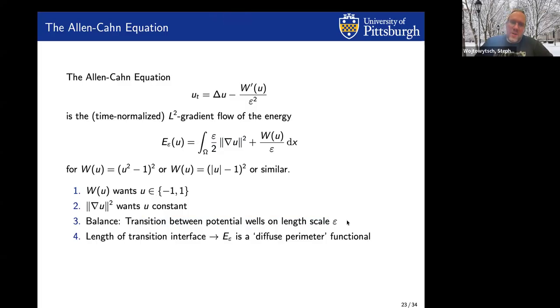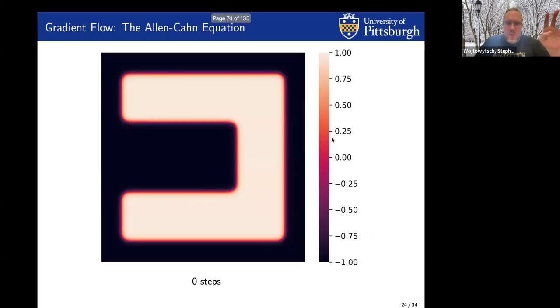This is often called a diffuse perimeter functional because this energy essentially just measures the length of the transition area. So it generally tries to make the interface between the two phases shorter. It converges to a mean curvature flow or curve shortening flow. So here, this is a simulation example for this.